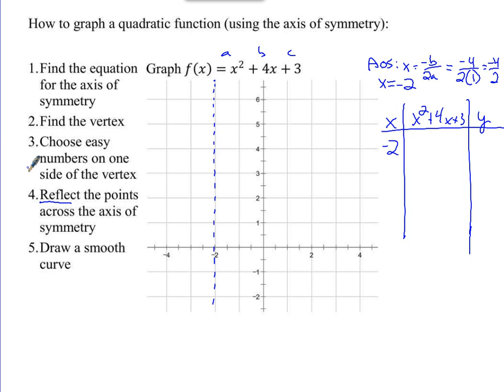Now, step 3 says choose easy numbers on one side of the vertex. So my advice to you is to pick the easier numbers on one side of the vertex. So we have a choice. We can pick the numbers on the left side of the vertex in this case, which would be negative 3, negative 4, negative 5. Or we could pick the numbers on the right side of the vertex, which would be negative 1, 0, and 1. Which ones sound easier to work with? Negative 1, 0, and 1, absolutely. So I'll go negative 1, 0, and 1. I don't have to pick anything else.